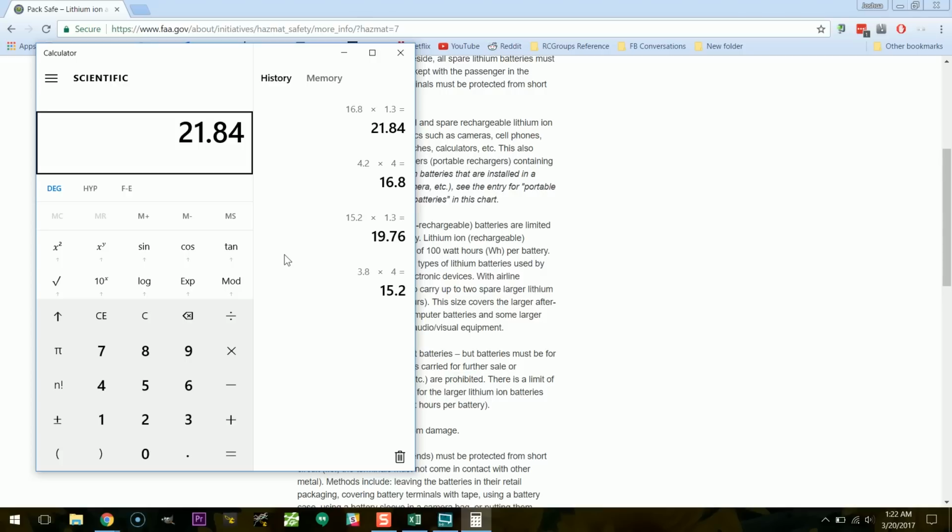By using this logic then, if the maximum we can have is 100 watt hours, we then divide that by your pack's nominal voltage. So for a 4S, that would be 15.2 volts.